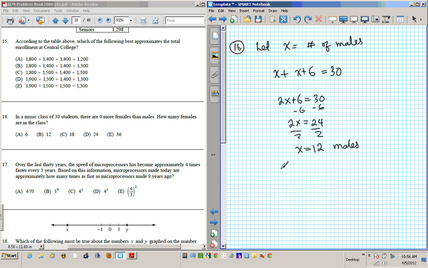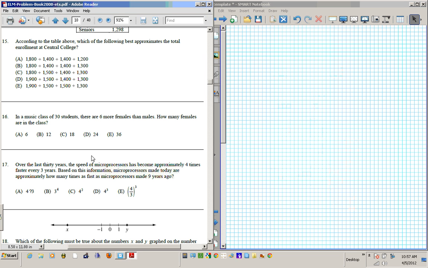We asked for the number of females. Females is males plus 6, so females is basically 12 plus 6, which is 18. So our final answer is C. Alright, so you have to be careful. Sometimes you won't finish the problem, but there's a distractor there to deceive you. So you have to make sure that you're finding exactly what the question is asking for, okay?